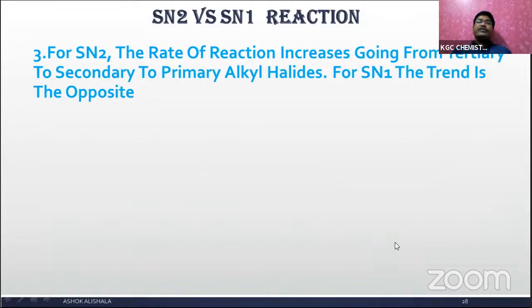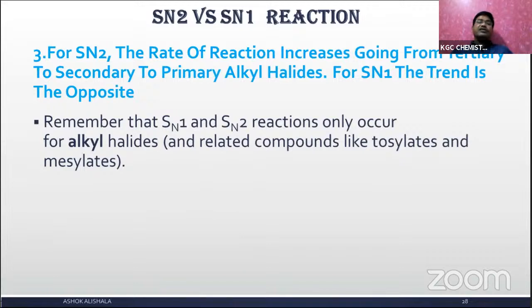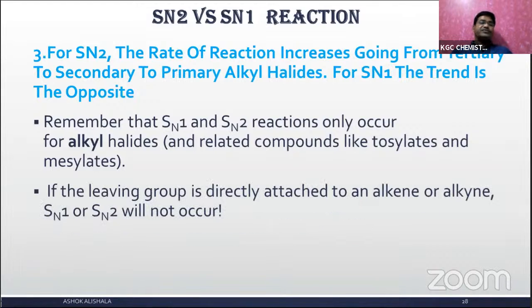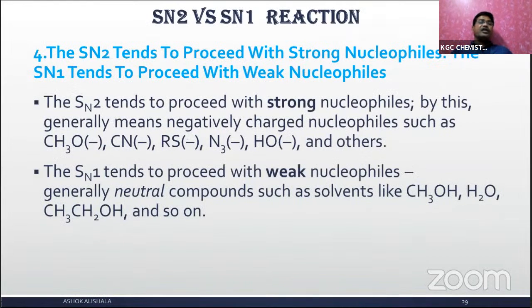The same here also. Remember that SN1 and SN2 reactions only occur for alkyl halides and related compounds like tosylates and mesylates. If the leaving group is directly attached to an alkene or alkyne, SN1 or SN2 will not occur. You remember this: if the leaving group is directly present on an alkene or alkyne, SN1 and SN2 do not occur, only for alkyl halides. The SN2 tends to proceed with a strong nucleophile. The SN1 tends to proceed with a weak nucleophile.